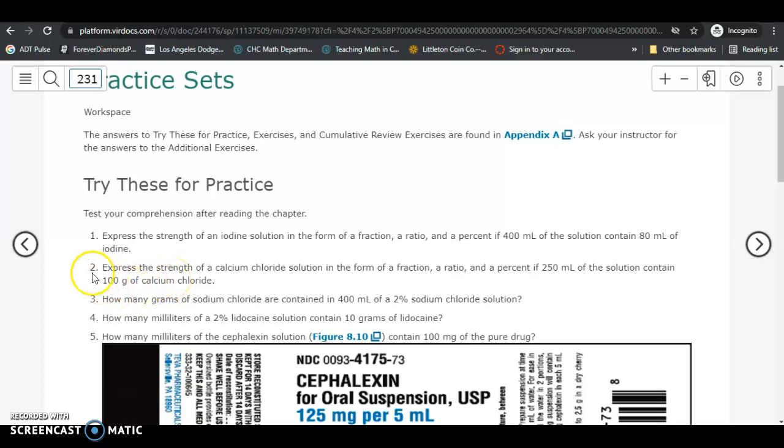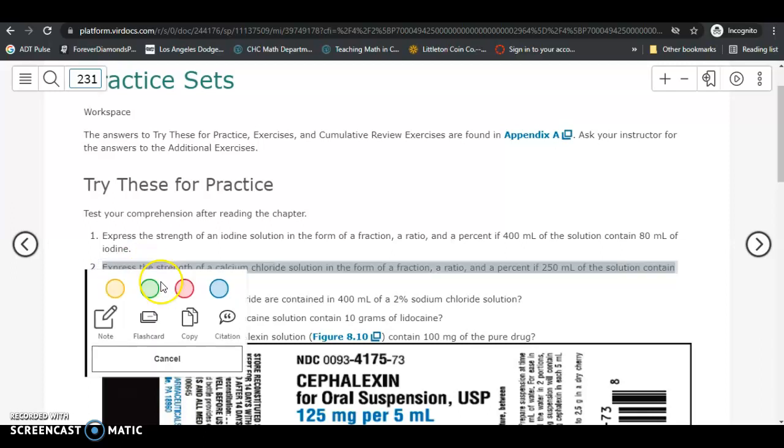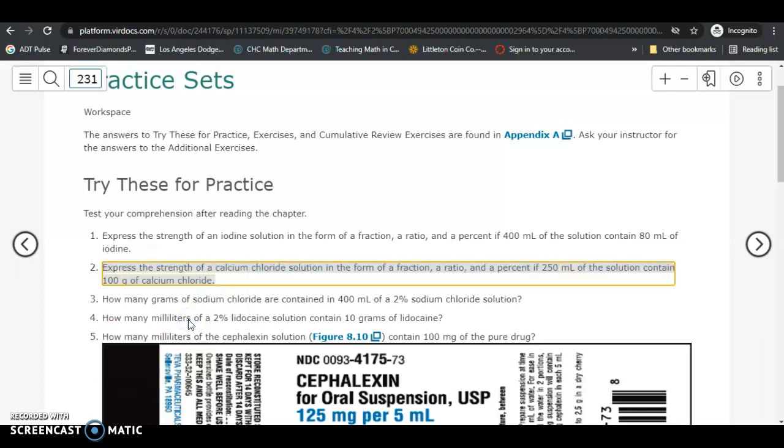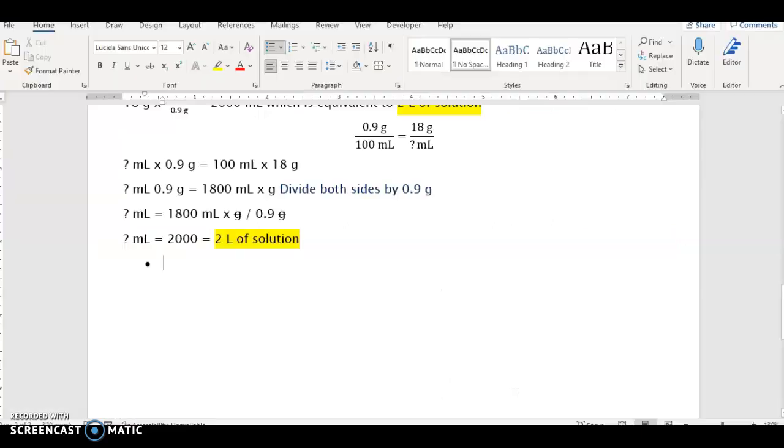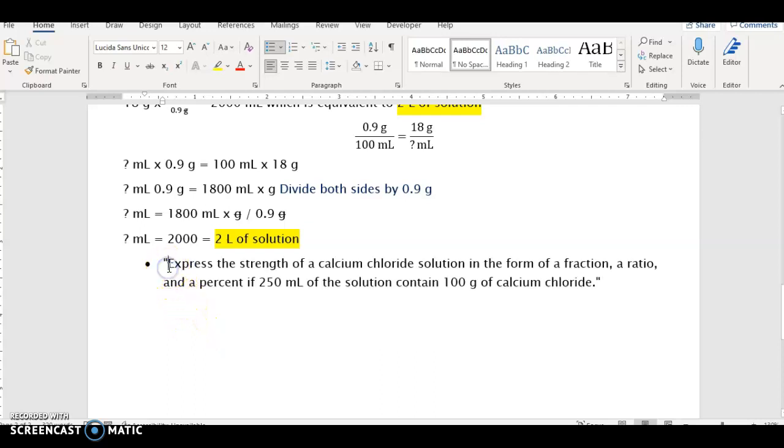Let's go ahead and try problem number 2 from the practice sets on page 231. And the problem says, express the strength of a calcium chloride solution in the form of a fraction, a ratio, and a percent if 250 milliliters of solution contain 100 grams of calcium chloride.